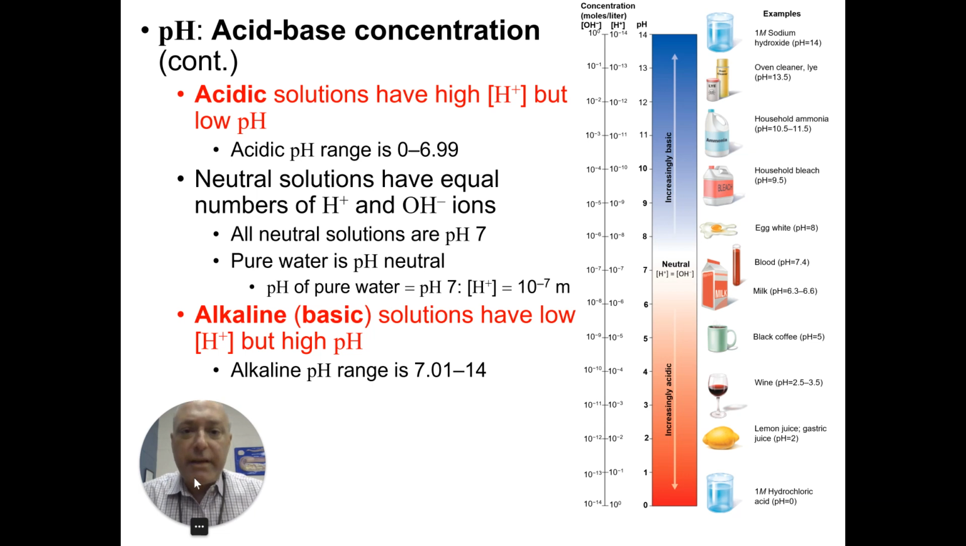So acidic solutions have a high level of hydrogens, but these are actually protons, and low pH. Alkaline solutions are basic, and these have low protons but high pH. So low pH would be hydrochloric acid, lemon juice, wine, coffee. High pH would be sodium hydroxide, oven cleaner, ammonia, bleach. And then neutral would be blood, milk, egg whites.